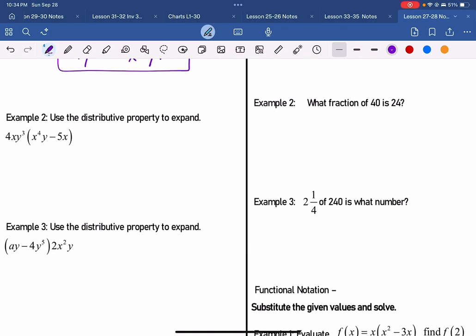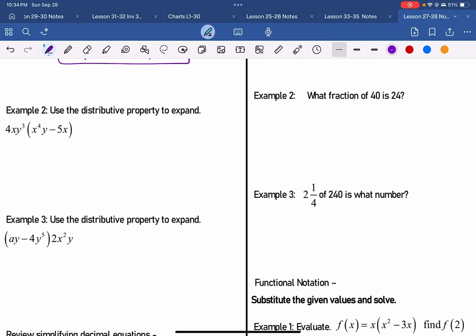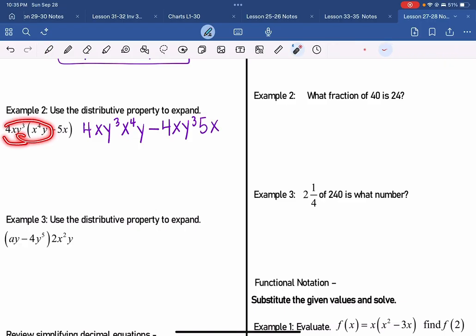Okay, let me do one more with you and then you'll try. So, for this one over here, we have 4xy cubed, x to the 4th y, minus sign. Then you're going to rewrite that outside term again. 4xy cubed, 5x. So all I've done is squish these, write a minus sign, and then squish this with this to get that. Okay, time to clean it up, and then I'm finished.